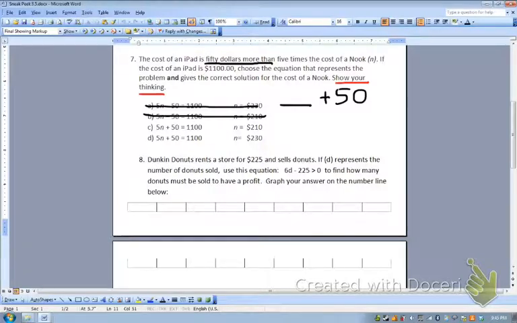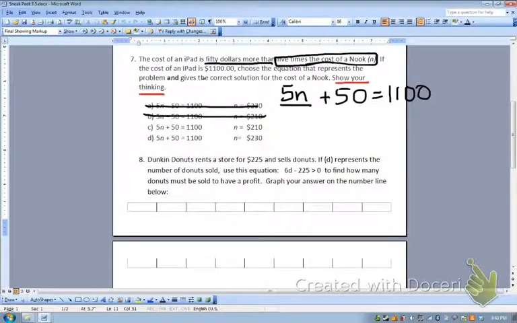5 times the cost of a Nook. $50 more than 5 times the cost of a Nook. 5 Nooks. Then the next sentence says, if the cost of an iPad is, well, didn't they already tell us that an iPad is $1,100? So this can all equal $1,100.